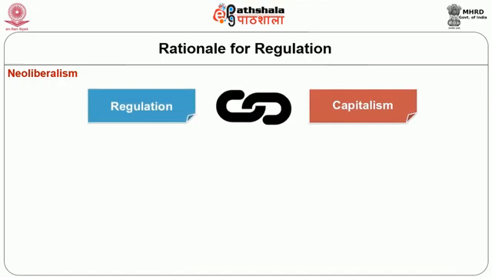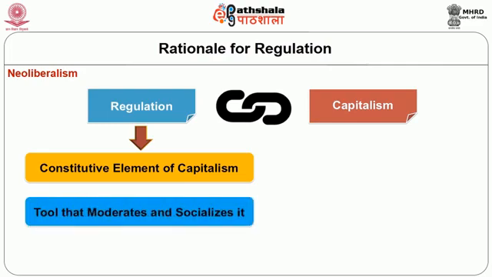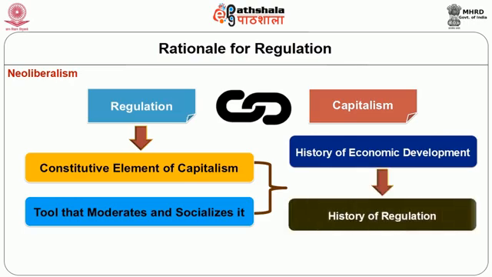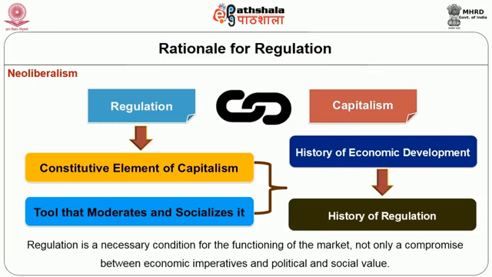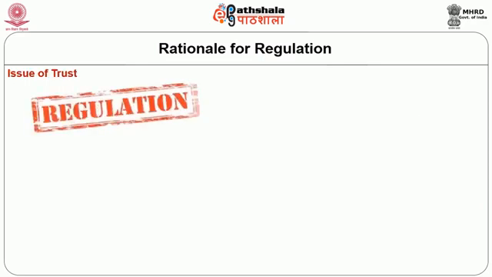Links have also been established between regulation and capitalism, where regulation is seen as both a constitutive element of capitalism, as the framework that enables the market, and the tool that moderates and socializes it, the regulation of risk. From this point of view, the history of economic development is the history of regulation. Regulation is a necessary condition for the functioning of the market, not only a compromise between economic imperatives and political and social value. Next is the issue of trust.